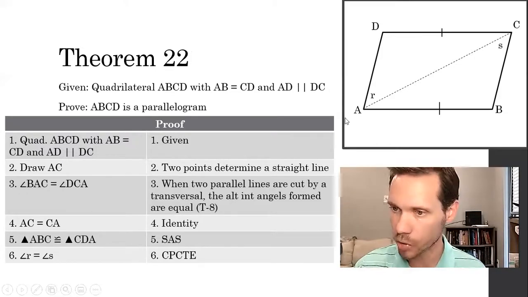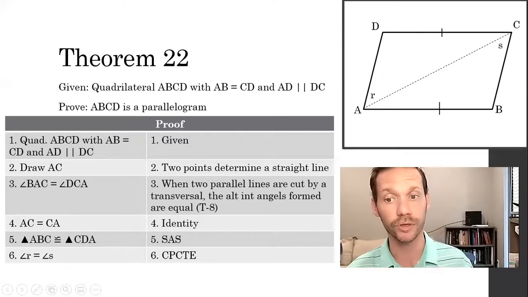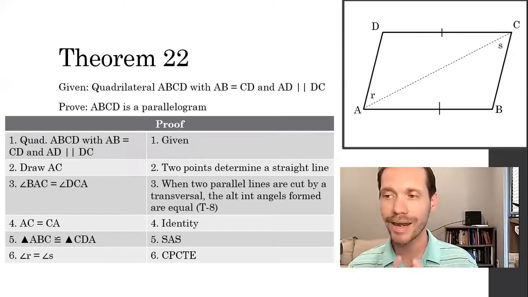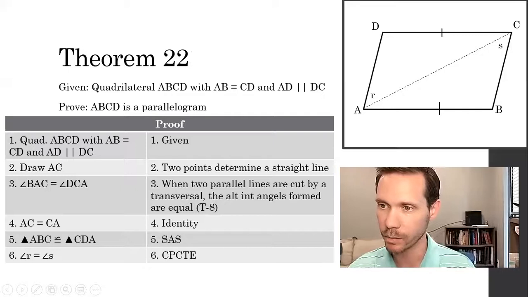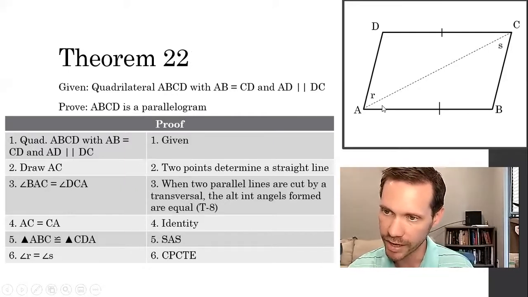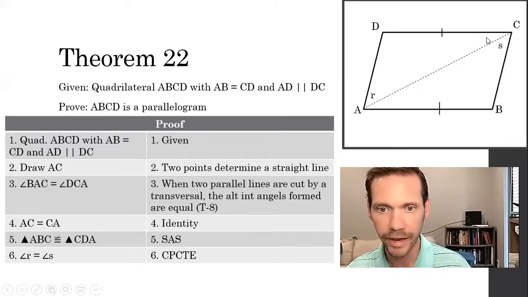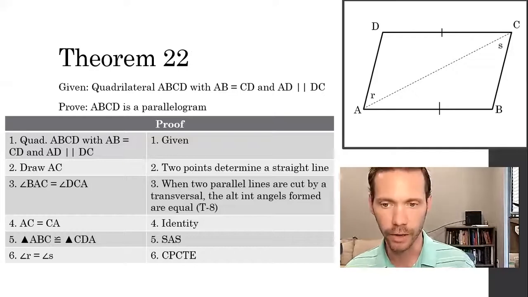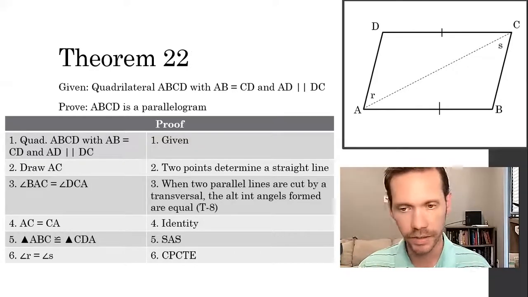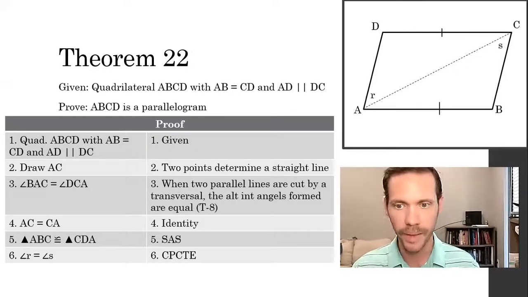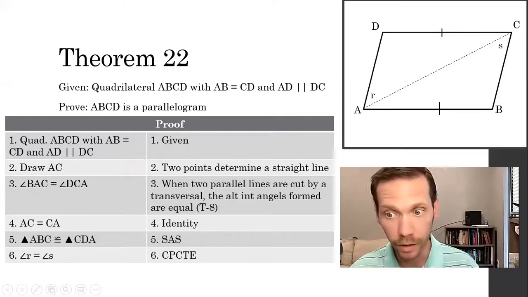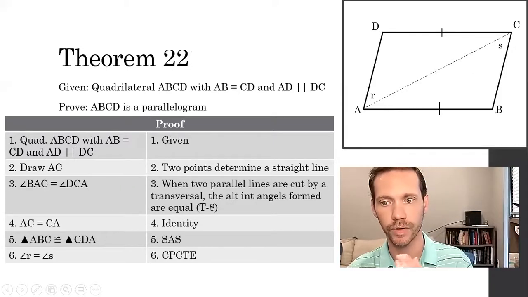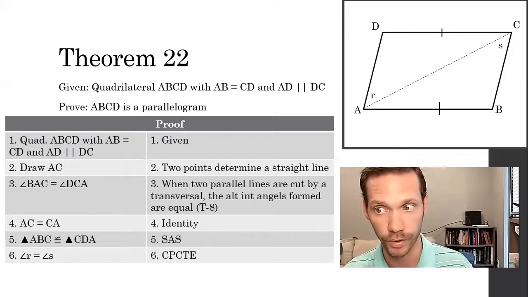So let's go ahead and, again, draw a line between points A and C. We know we can do that. That's two points making a straight line. Now I can say that angle BAC, which is unlabeled in your picture, and angle DCA, unlabeled in your picture, are going to be equal. How do we know? It's again a theorem. Theorem 8, which is that if two parallel lines are cut by a transversal, then the alternate interior angles formed are going to be equal.